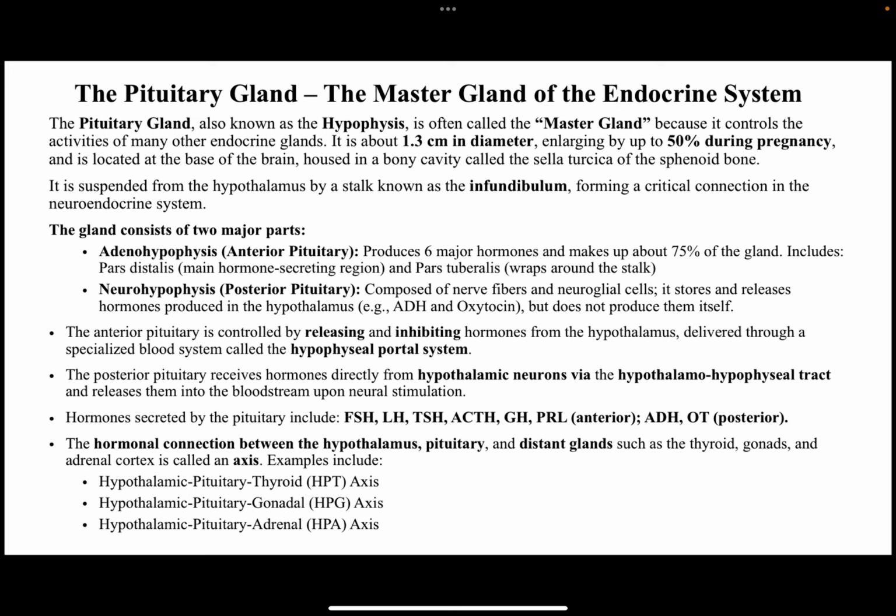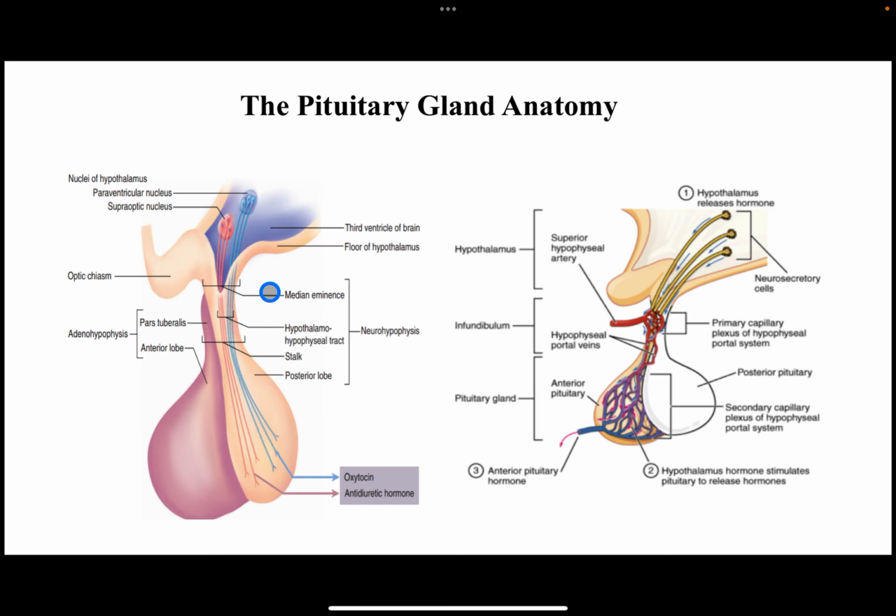Now the anterior pituitary, why do we call it adenohypophysis? It is called adenohypophysis because that gland is connected to the hypothalamus by blood vessels. And why do we call this one neurohypophysis? Because the posterior pituitary is connected to the hypothalamus by a nerve fiber or neuron. So the posterior pituitary connects to the hypothalamus.